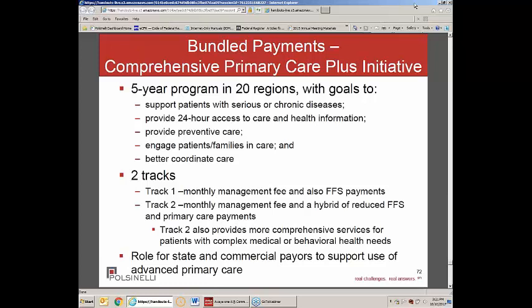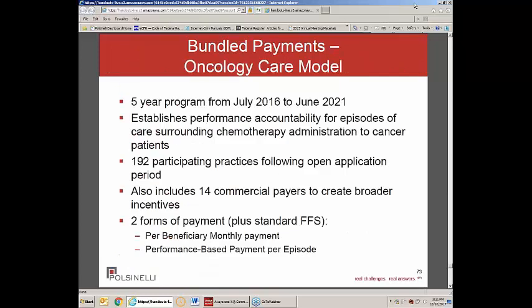Again, 2 tracks. You get a monthly management fee and also fee-for-service payments, or you can get a monthly management fee and a high rate of reduced fee-for-service payments and then additional primary care payments. They're also planning to have a role for state and commercial payers to support the use of these advanced primary care models. Medicaids have moved to this pretty significantly already, so I think this one is likely here to stay.